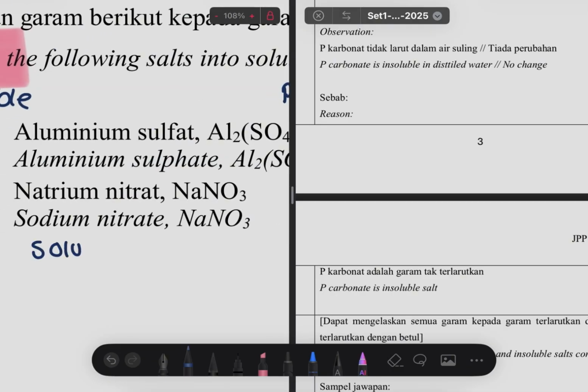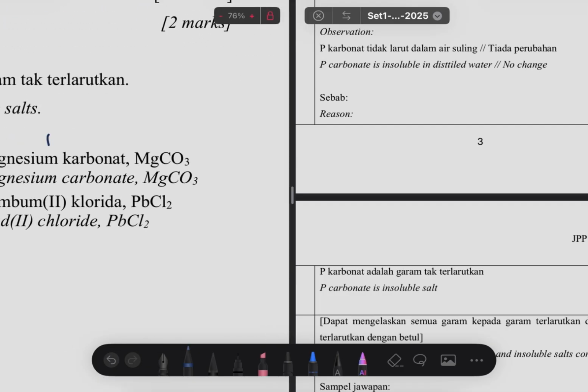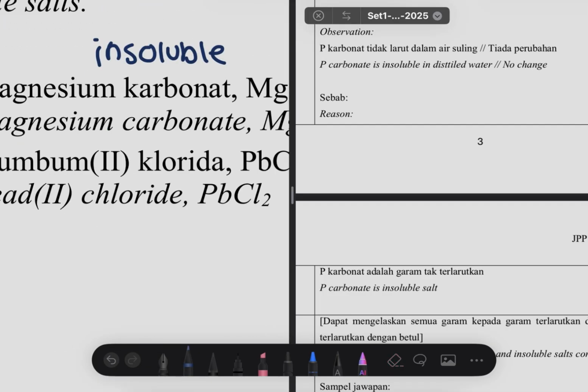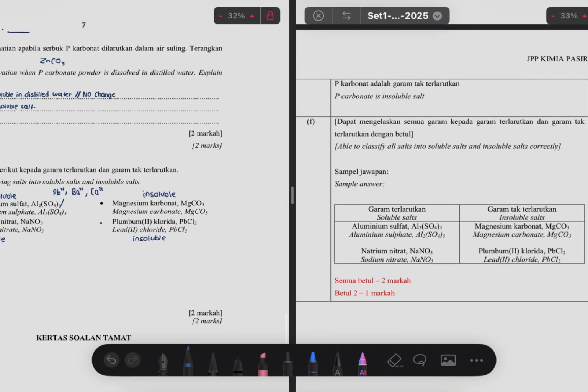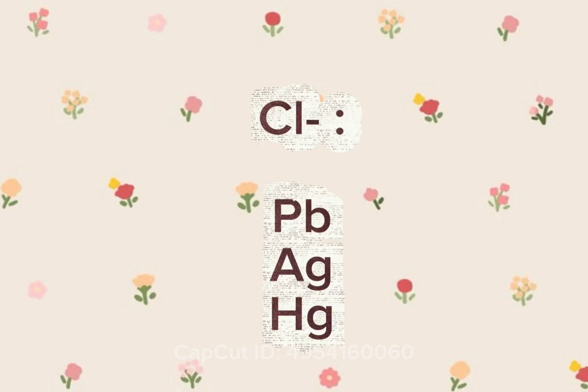So I'm just going to label this soluble. This is also soluble. All carbonate salts are insoluble, so this is insoluble. Chloride, I like to remember Persatuan Agama Hindu, so this is insoluble. This is what I meant just now by the insoluble salt for chloride, which is Persatuan Agama Hindu.